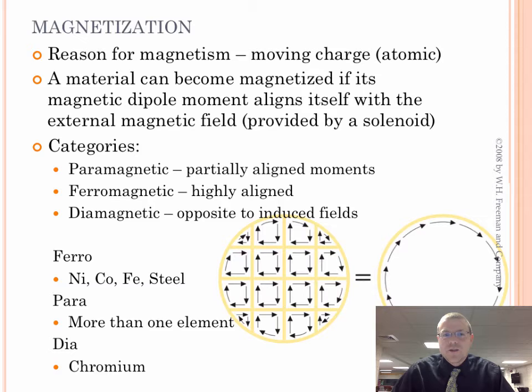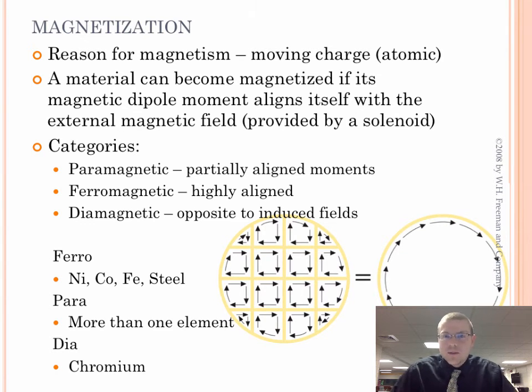Well, what we say is that if we can get atoms to align and have all their moments pointing in one direction, then we would say that that atom would be slightly magnetized, because you would have all the north poles pointing in one direction and the south poles pointing in the opposite direction.